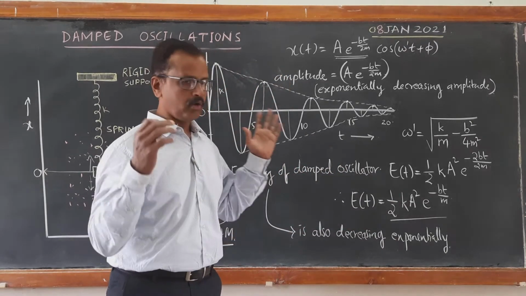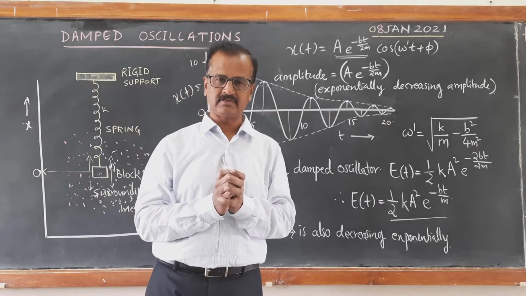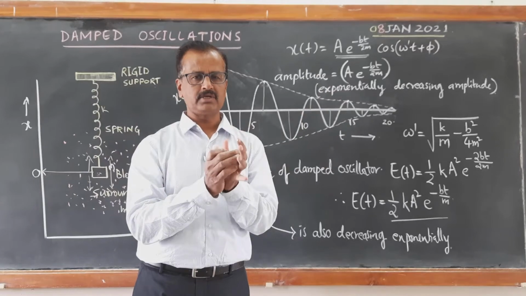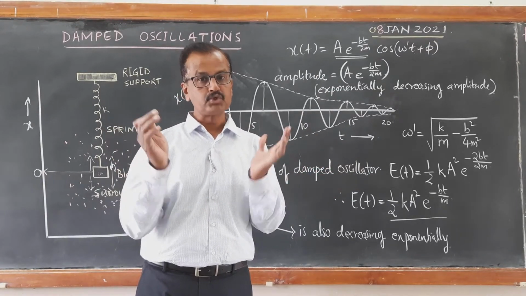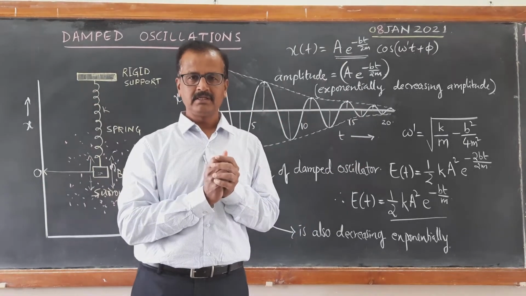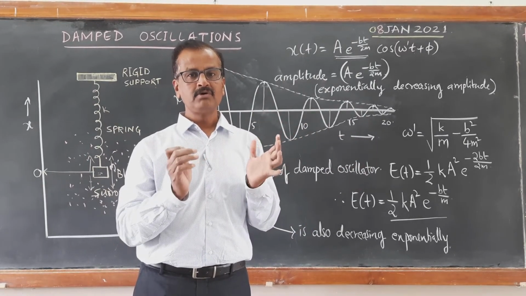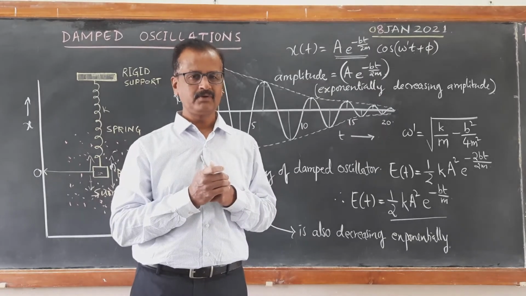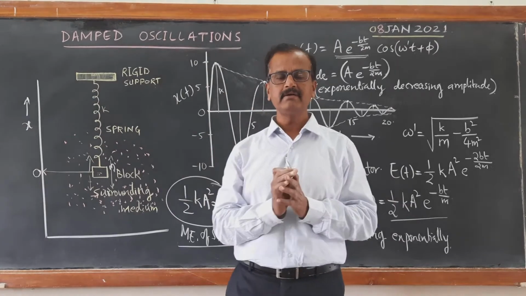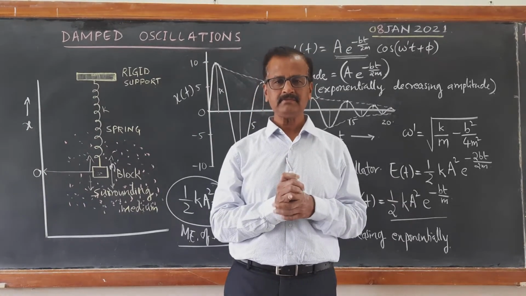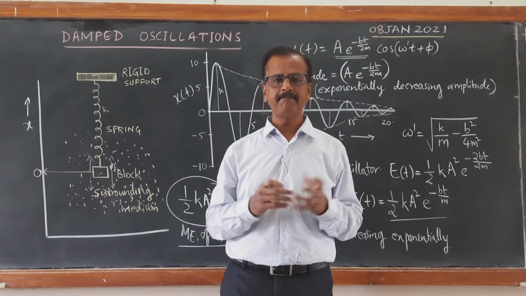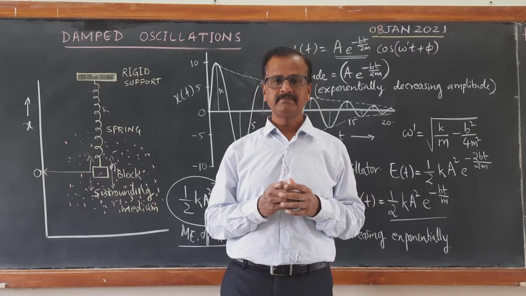Okay. Then how to have sustained oscillations? The question arises, how to have the oscillations of a swing, for example, with the same constant amplitude? Then we learn about forced oscillations. Okay, this is about what is known as damped oscillations. Now we are learning forced oscillations. It is all common experience for all of us. We have all enjoyed the oscillations of a swing.